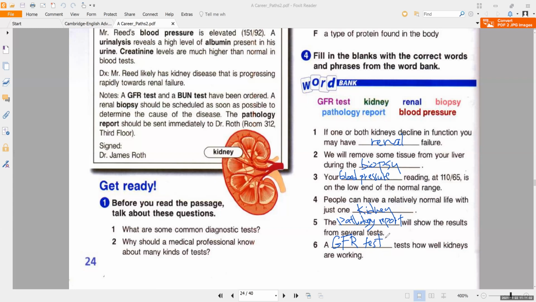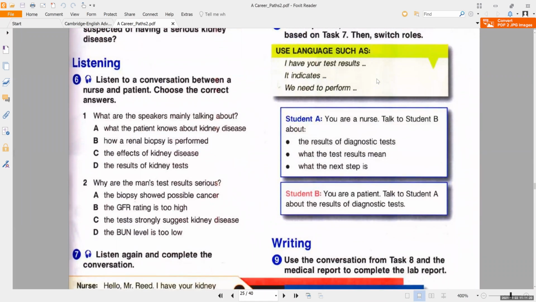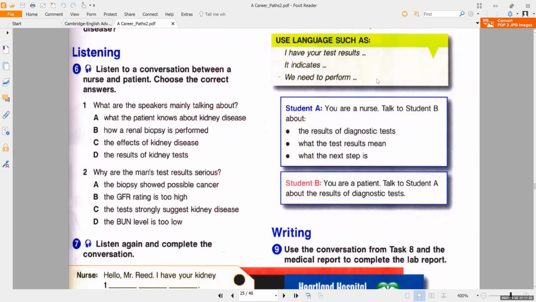Okay, so here we finished the vocabulary, and now we are going to move to the second. We go to the next page now. And here, as usual, we are going to listen again and select the correct answer from the conversation. Listen to a conversation between a nurse and a patient. Choose the correct answers.